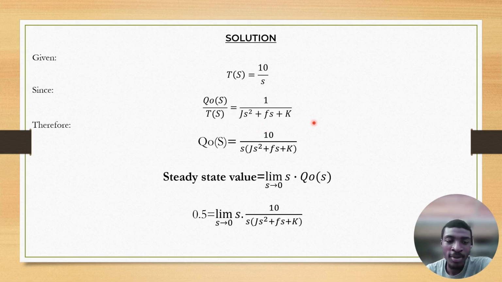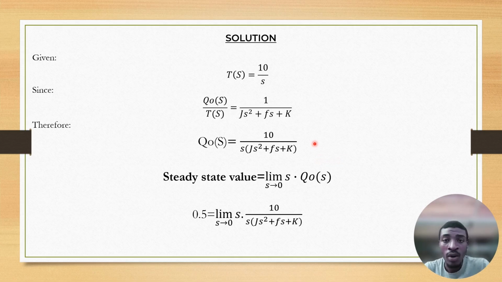To find the output of the system, we multiply the transfer function by the input torque. So we have 1 over JS squared plus FS plus K multiplying T of S, which is 10 over S. As we can see, we have 10 in the numerator, and S multiplying the denominator. This expression represents the Laplace transform of the output displacement of the system.